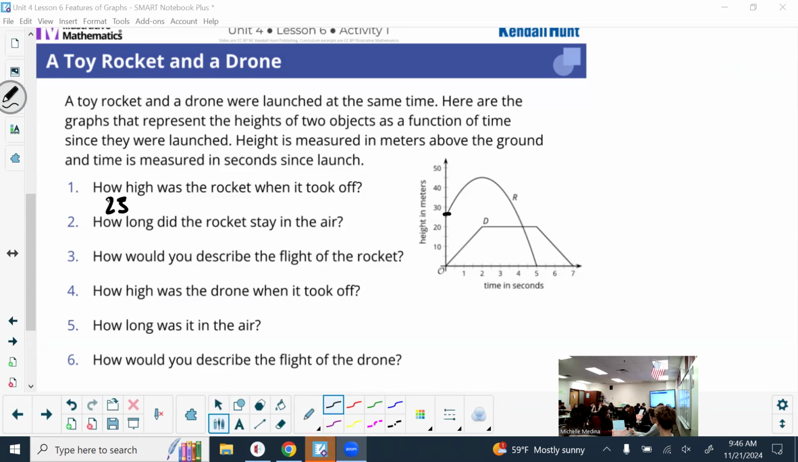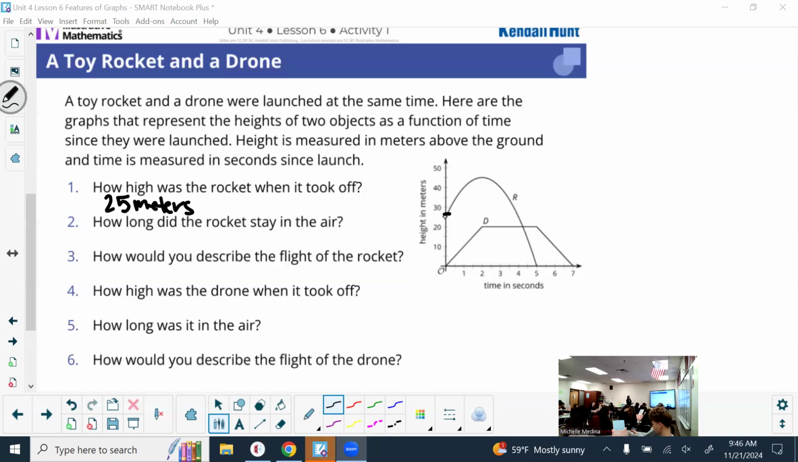25 meters is correct. So they are labeled in case you weren't sure which was which. If they weren't labeled, I still feel like you should know which one follows more of a trend of a rocket versus a drone, right? Drones are remote controlled, so not affected by gravity as much as rockets.